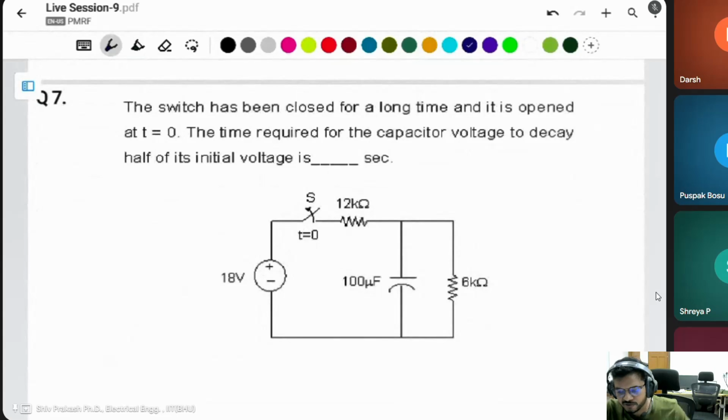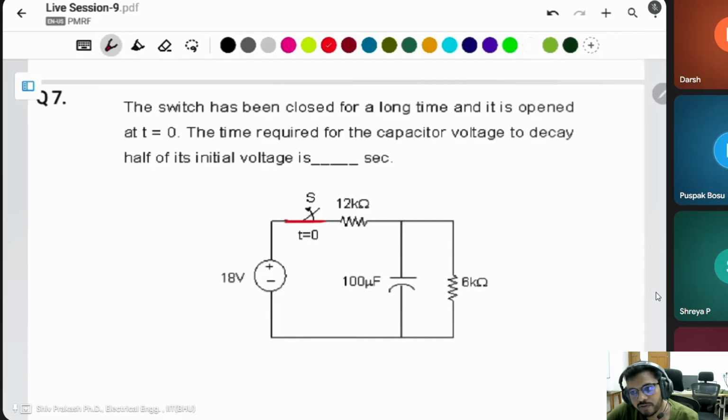Let's do the next question. The switch has been closed for a long time and it is opened at t is equal to 0. It means it will be closed before t is equal to 0. The time required for the capacitor voltage to decay to half of its initial voltage.